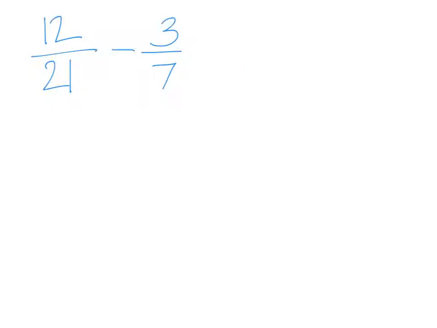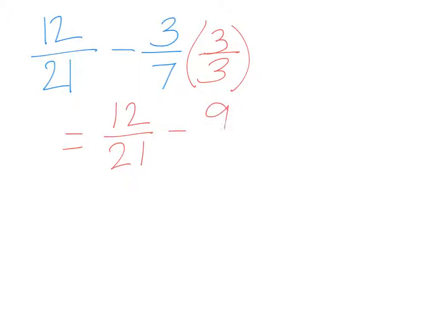For our last practice problem, we have two fractions. The first one already has the common denominator that we're looking for. So for the second fraction, we just need to multiply it by 3 over 3. There, we'll have 12 over 21 minus 9 over 21. This will give us 3 over 21.